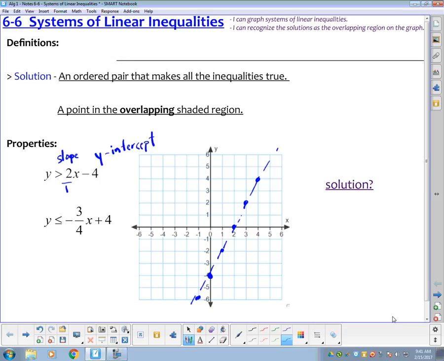If you have a pencil, you could probably shade real lightly, or just wait and watch to see what my final solution is. What we're going to be doing is shading two different regions and then seeing where they intersect. So your final answer is going to be just a particular region. But if I were to shade this one, where would greater than be in this? Up and to the left. Yeah, so I would shade this way, up and to the left.